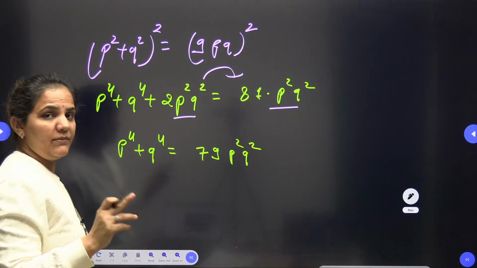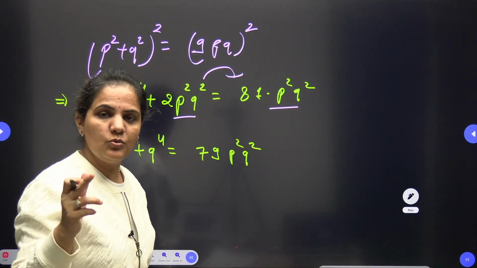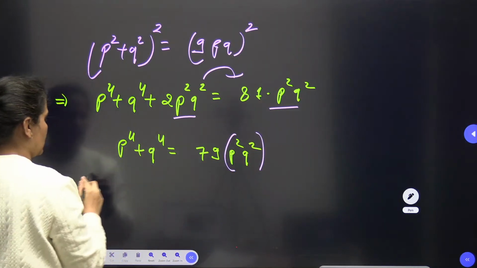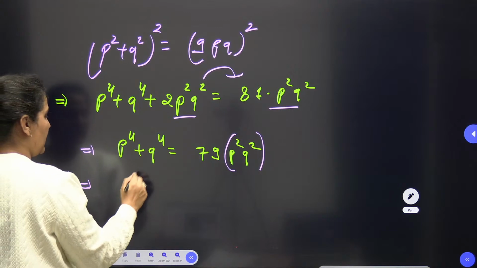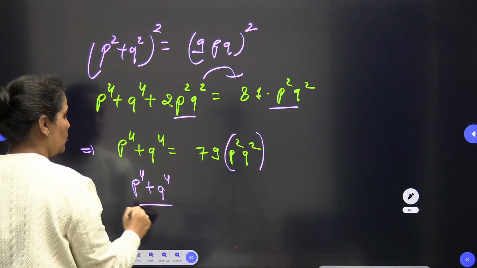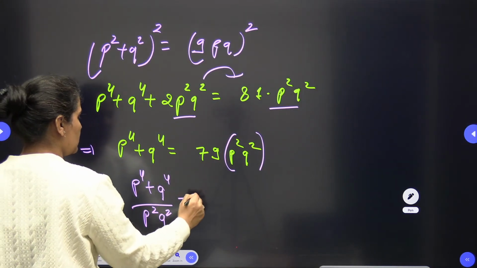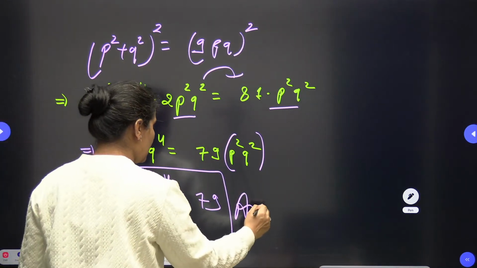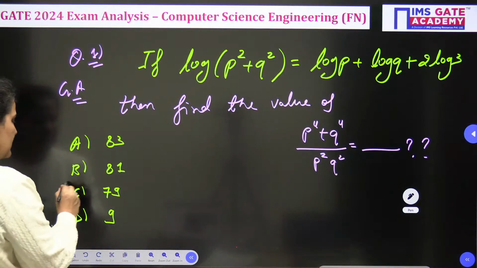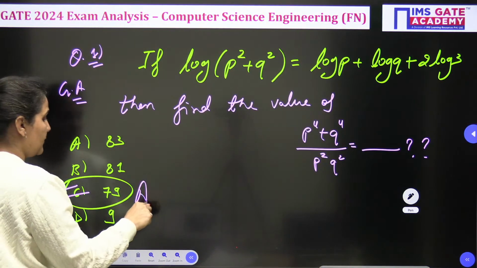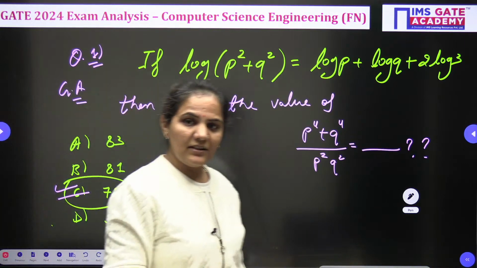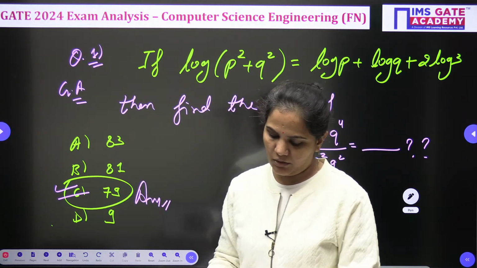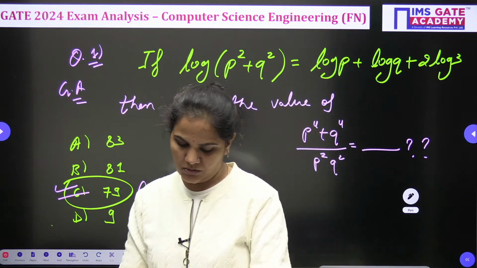But actually I am looking for the value of p power 4 plus q power 4 divided by p square q square. So this is not required, let's shift it here. When we shift it, it will be p power 4 plus q power 4 by p square q square equals 79. So your answer should be 79, dear students, which we can see in option C according to me. Means the sequence of the options can be changed from your side also, but this is according to me, and very easily we can just go for it.